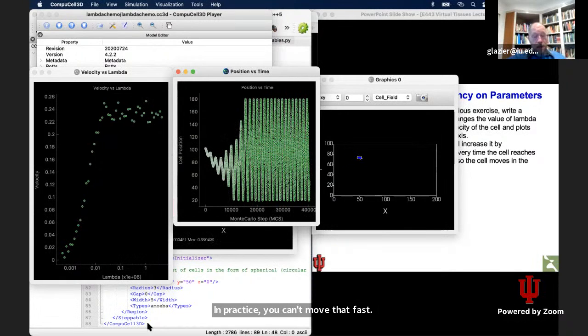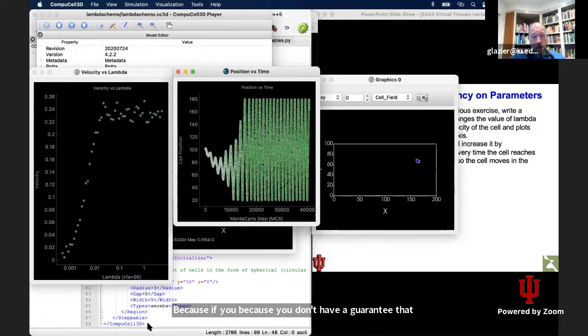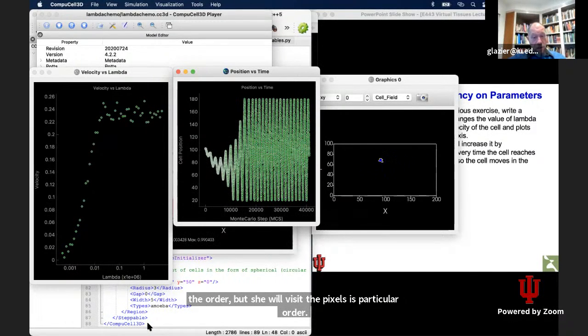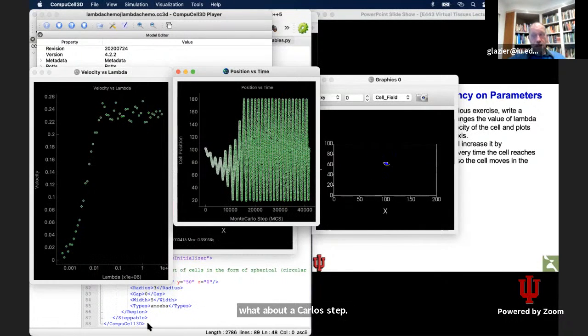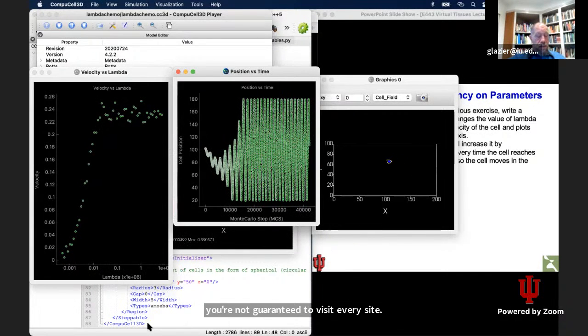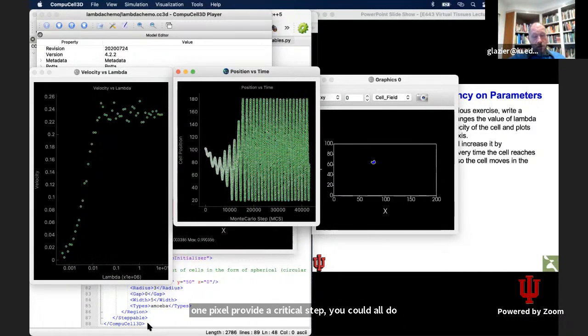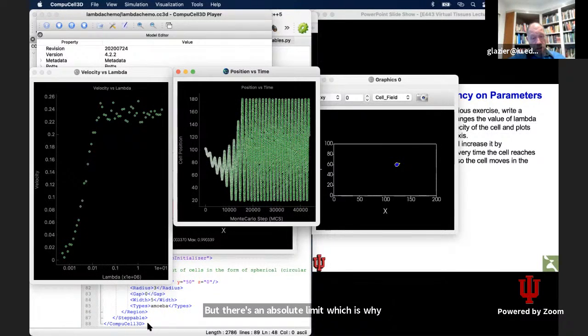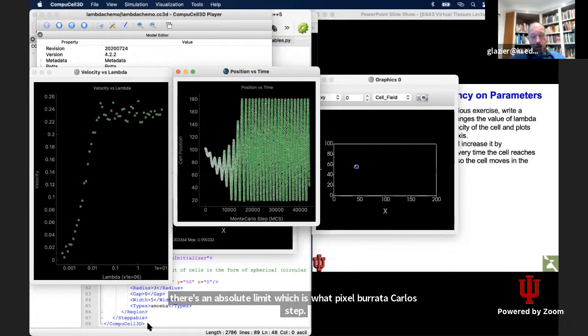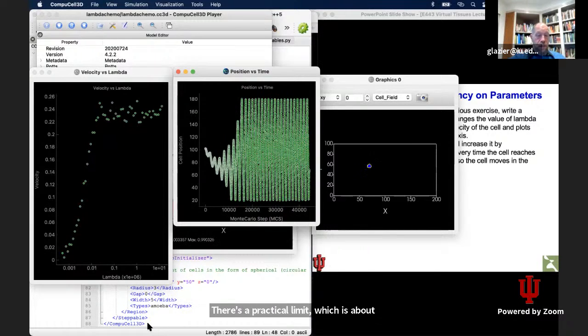In practice, you can't move even that fast. Because you don't have a guarantee that the order in which you'll visit the pixels is a particular order, and you actually pick the pixels at random. So during one Monte Carlo step, you pick as many sites as there are lattice sites, but you're not guaranteed to visit every site. And so in practice, you can't move as fast as 1 pixel per Monte Carlo step. You could only move about 1/4 of that. But there's an absolute limit, which is 1 pixel per Monte Carlo step. There's a practical limit, which is about 1/4 of that. And you see that very dramatically here.